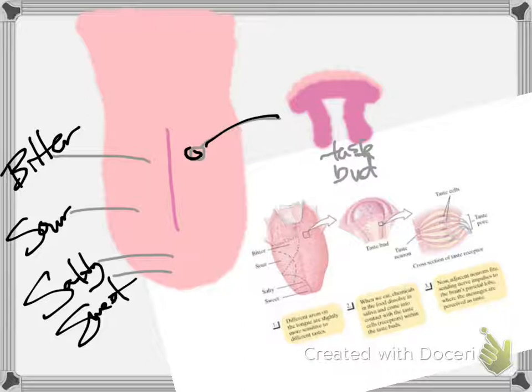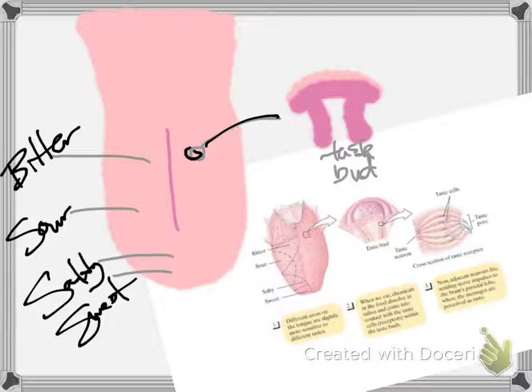Where we have the sweet, which is sucrose, the sour, which is the HCl, the bitter, which is the quinine, the salty, which is the NaCl, and the meaty, which is the MSG.